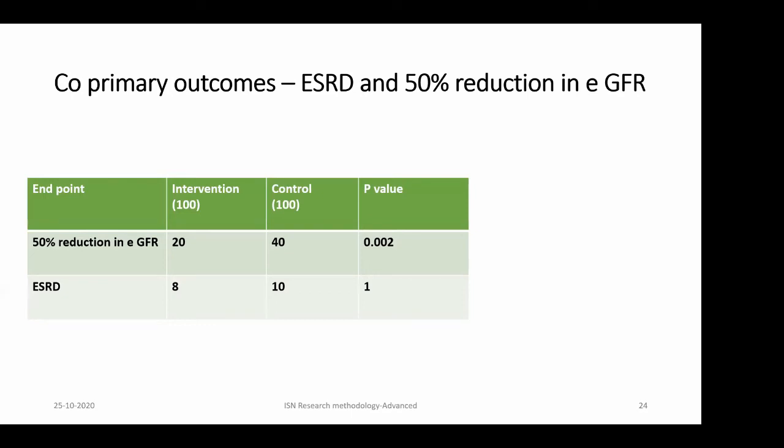Now, we were discussing this co-primary outcome, end-stage renal disease and 50% reduction in GFR. So, we should not take related endpoints as the co-primary outcome, because these two criteria are based on estimated GFR. So, if you want to add a co-primary outcome, it is going to be something slightly different from a GFR criteria. Let us say this is the result we get. So, the first co-primary endpoint, 50% reduction in eGFR, the p-value is significant.